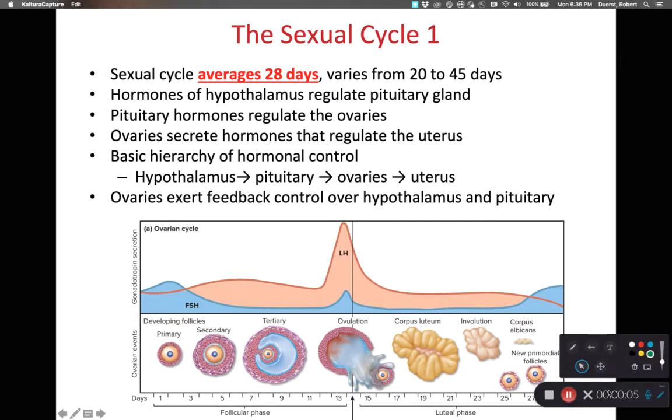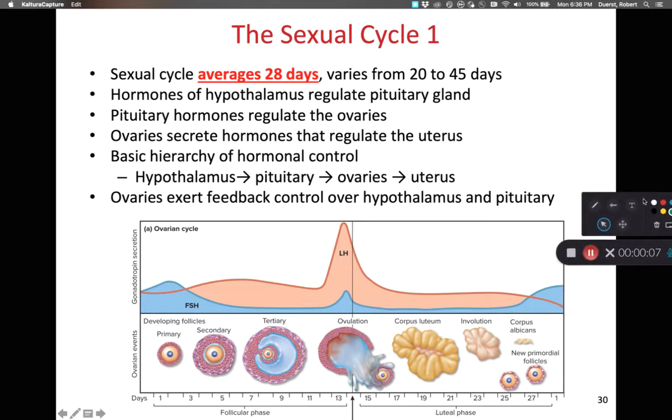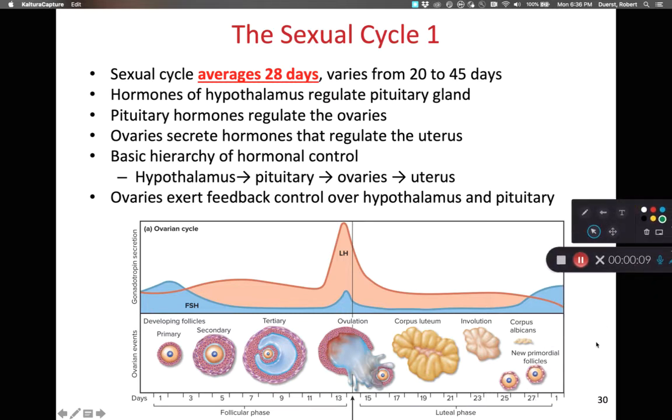Hi class, in this recording we're going to pick up and continue our discussion of the sexual cycle within the female anatomy. As we look at the sexual cycle, it on average lasts 28 days. And I want to emphasize here, this is an idealized average. But even though it's an idealized average, only 10% of adult women report having their monthly cycle last this time period. For many women, it's as short as 20 days or as long as 45 days.